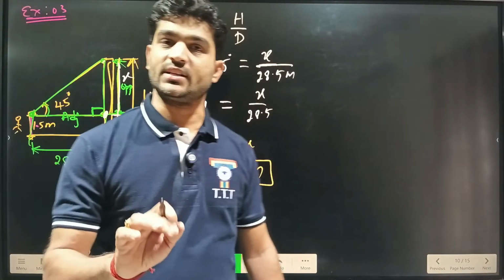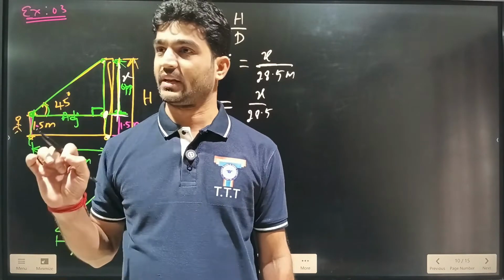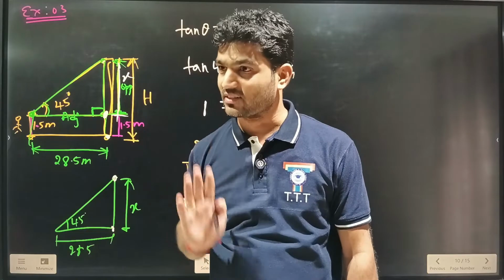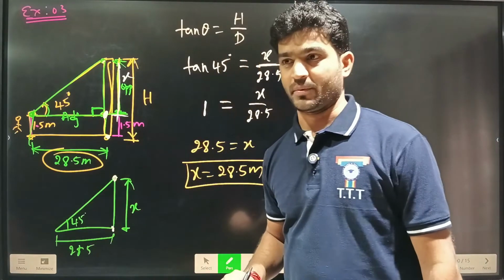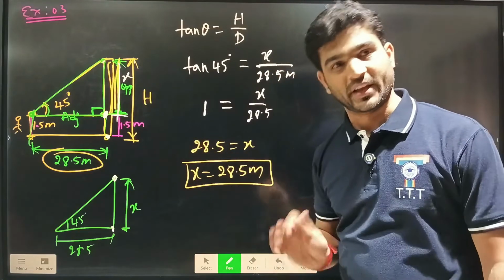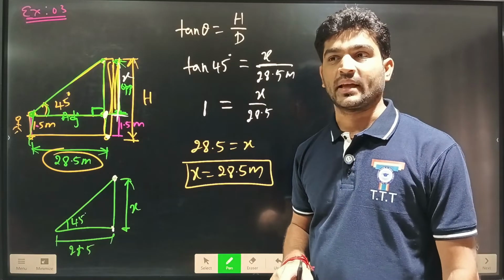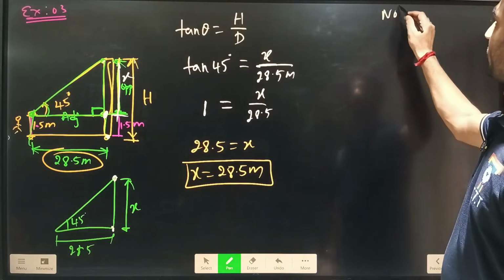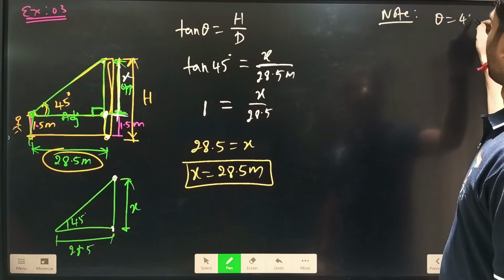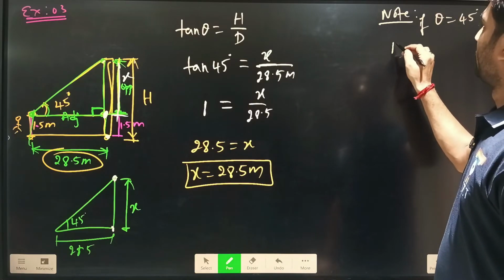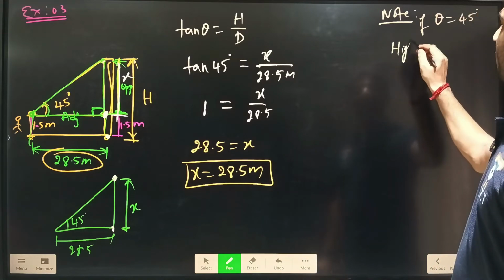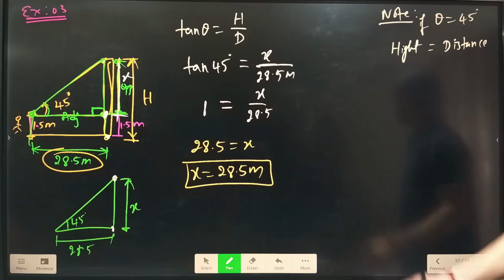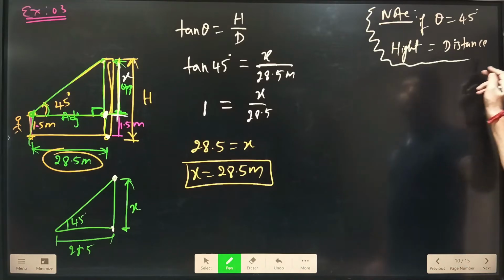One thing you keep in your mind, dear friends, in this chapter, tan of 45 degree: if the angle is 45 degree, then height is equal to distance. Both will be the same. See, how much is the height here, how much is the distance here? 28.5, and here how much is it now? That also is 28.5. When does this work? Only in the case of tan 45 degree. So note this in your mind, you can write it down for the knowledge point of view. If theta is 45 degree, then height is equal to distance. Okay na? Directly you can take height is equal to distance, or distance is equal to height, both are same. When does this work? Only in case of tan of 45.